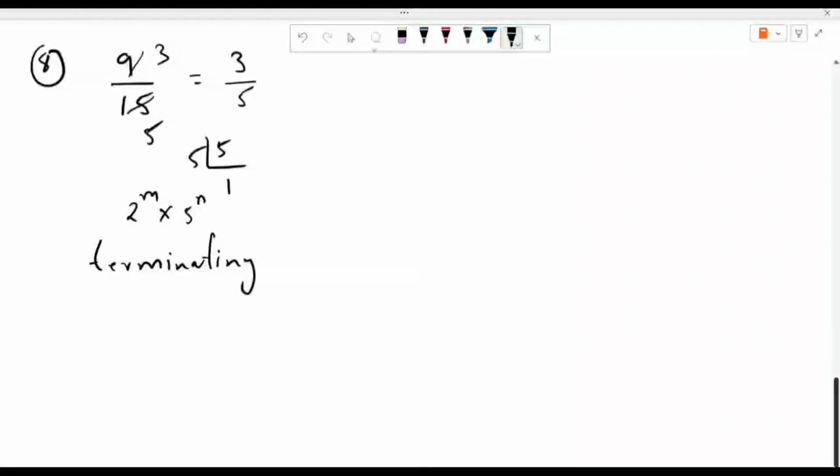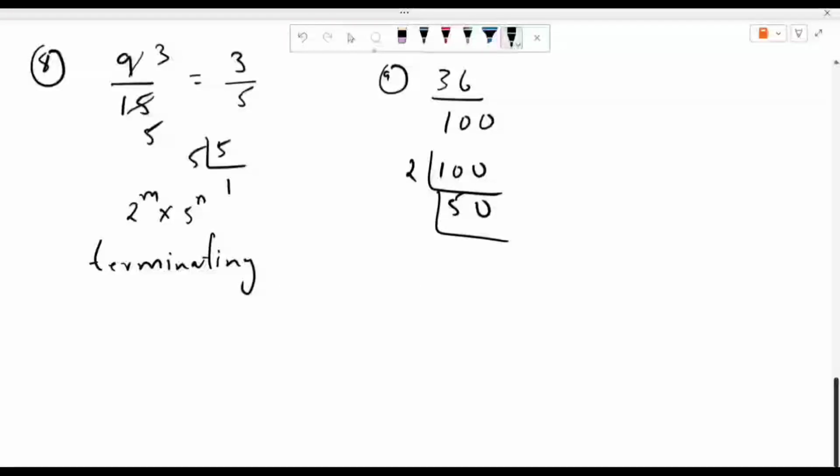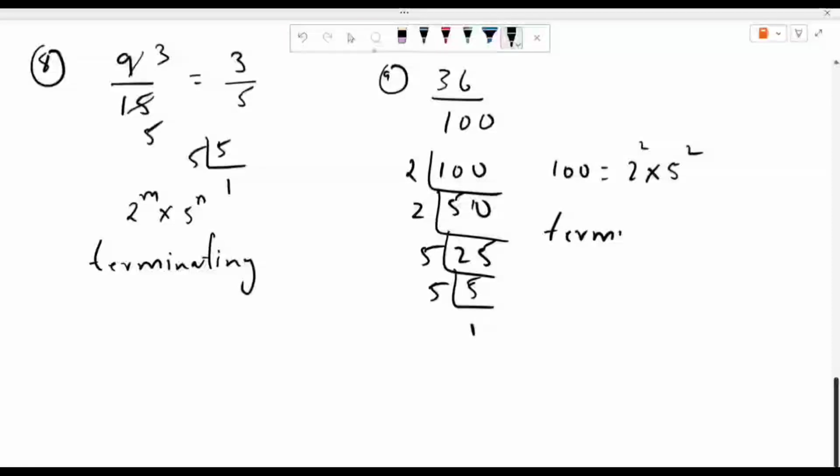Let's see the ninth question. The ninth question given here is 36 divided by 100. Now take the prime factorization for 100. The denominator is 100. You can directly go with 5 or you can go with 2 also. 2 2s are 4, 2 5s are 10, and 5 5s are 25, again 5 1s are 5. So now 100 can be written as 2 square into 5 square. So this is also a terminating decimal, because the denominator's prime factorization follows 2 to the power of m into 5 to the power of n.